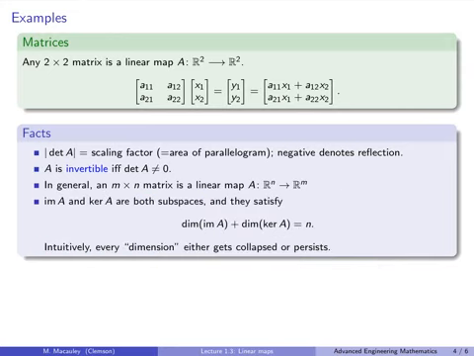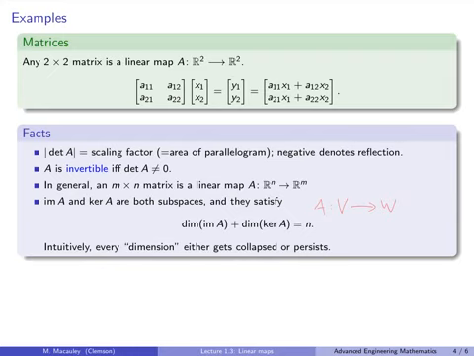Here's the last fact I'll show you, and this actually holds more generally, not just for maps of matrices from Rn to Rm, but for maps between any vector spaces. So let's suppose A now is a linear map from a vector space V to a vector space W. So this says that the image of A and the kernel of A are both subspaces.